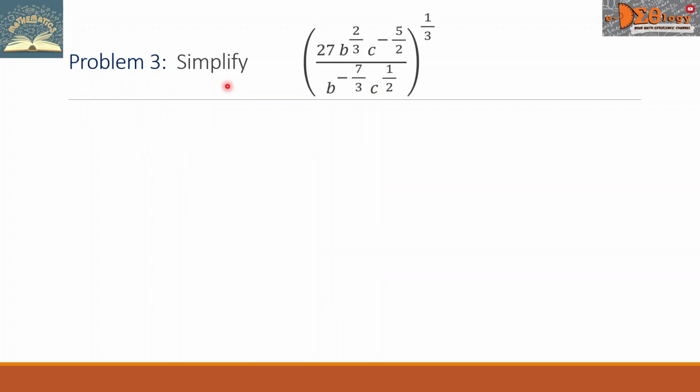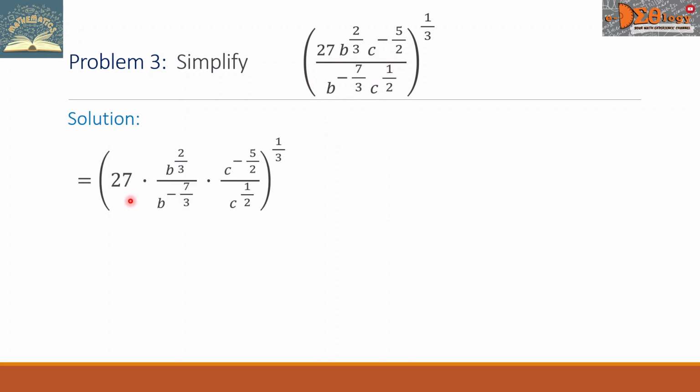Problem 3. Simplify the quantity 27b raised to 2 over 3, c raised to negative 5 over 2, all over b raised to negative 7 over 3, c raised to 1 over 2. All of this raised to the power 1 over 3. We're going to group together the number, the variable b, and the variable c respectively. So we have it like this.